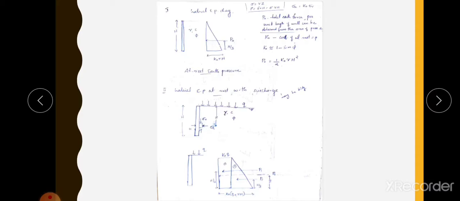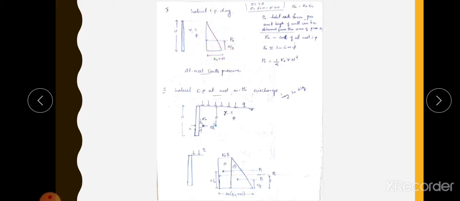Okay. So take this figure. This is the first case, that is lateral earth pressure, in the case of a soil having unit weight gamma, cohesion C, and angle of shear resistance phi. Let capital H be the height of the retaining wall. So this is the backfill soil. For this condition, we are drawing the earth pressure diagram like this.